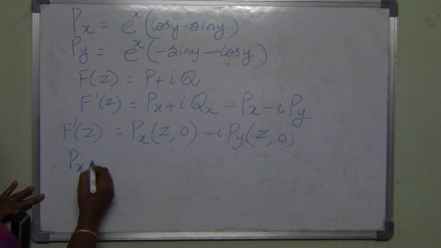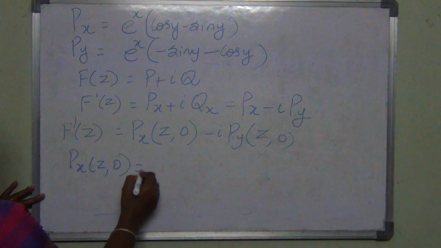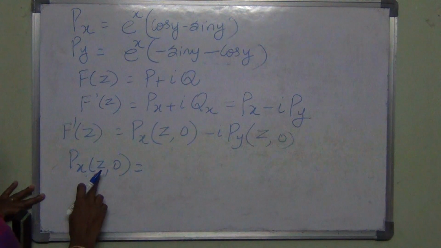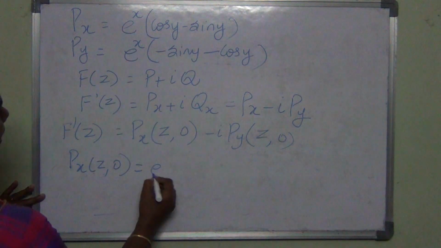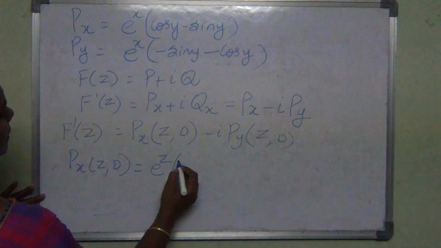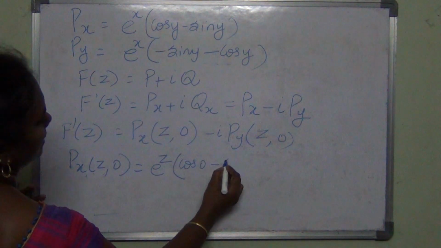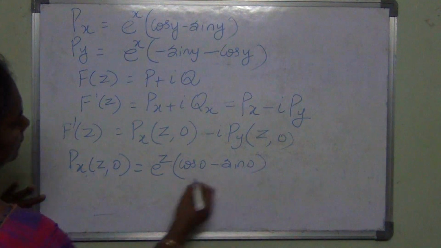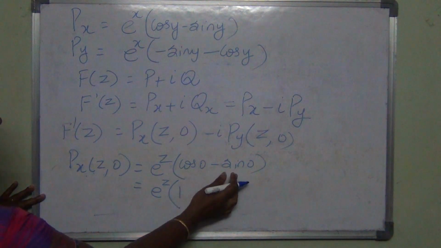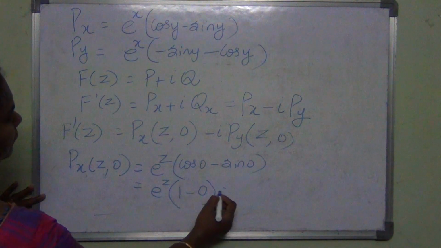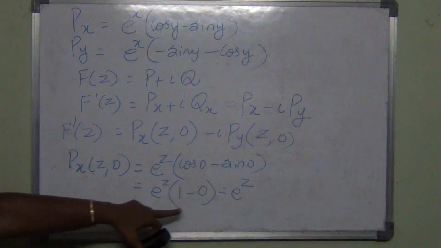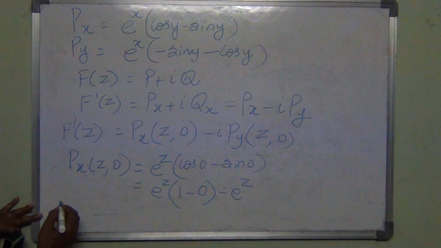So what is p_x of z comma 0? I know p_x is equal to e power x into cos y minus sin y. Put x equal to z and y equal to 0. Therefore I get e power z into cos 0 minus sin 0. Cos 0 is 1, sin 0 is 0, so I get e power z. So my p_x of z comma 0 is equal to e power z.